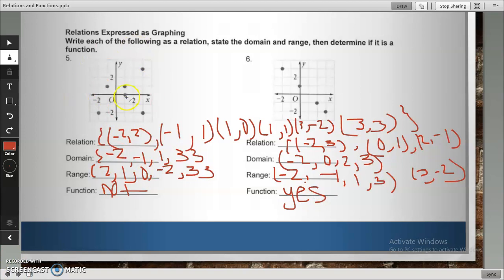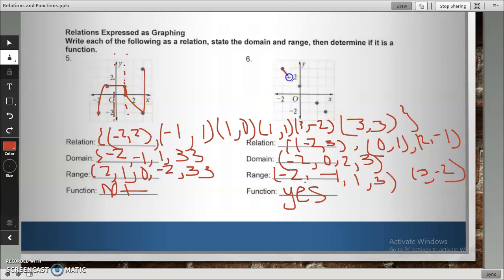Also, we can do something called the vertical line test. So if this is not connected, but if it was connected, let's say that I have something like this. The vertical line test says that if I draw a line anywhere on my graph, it only hits the line once. So if I draw a line here, it only hits once. But if I draw a line here, it hits it twice. So we know that that's not a function.